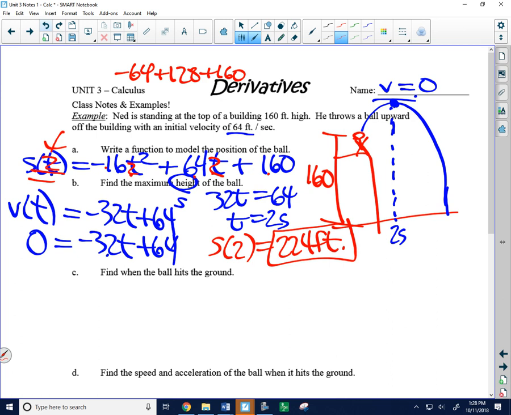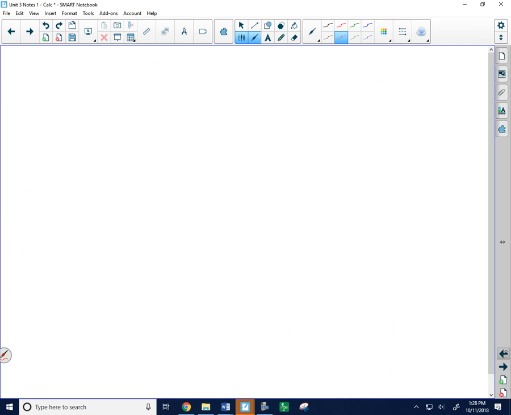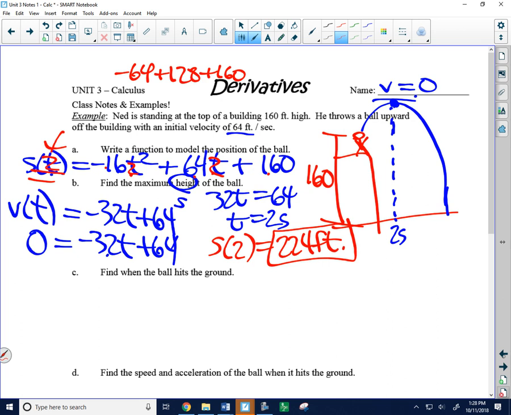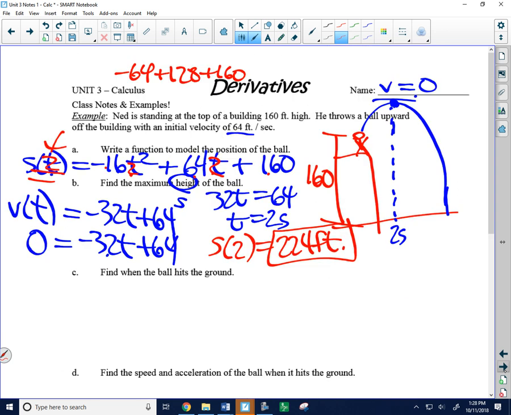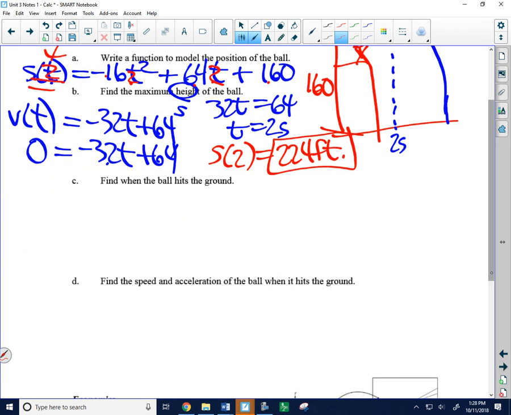Hey, by the way, notice this one is not symmetrical. The last one actually was. If I can go back, this one actually ended up being symmetrical. Starts here, lands here, halfway through, it's going to be at its maximum height. So, A or B? Any thoughts on A or B?